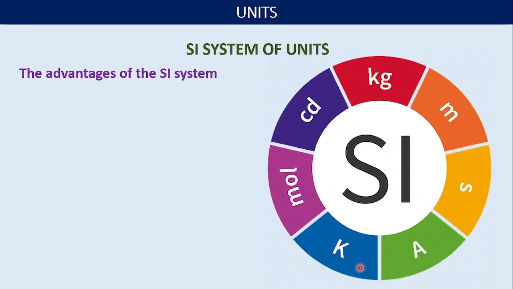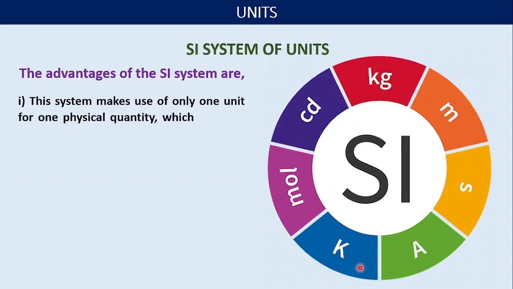The advantages of the SI system are: 1. This system makes use of only one unit for one physical quantity, which means a rationalized system of units. Suppose you consider heat. Heat has different units. One is calorie, the other one is joule, then electron volt, like that. But if you come to the SI system, for heat there is only one unit called joule.